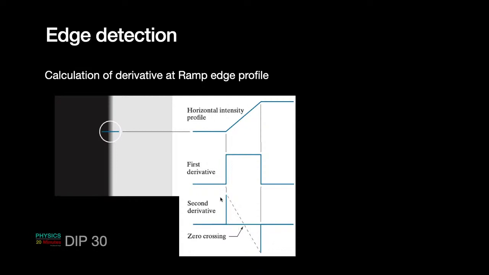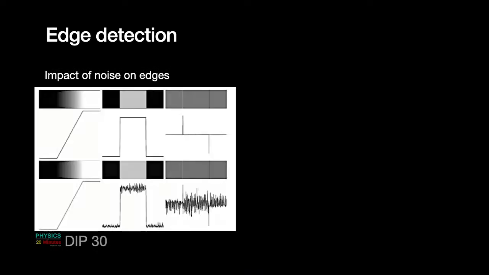So yeah, going ahead from this point, what happens if there is noise present? Then what happens to the edges? So noise will generally degrade the edges.